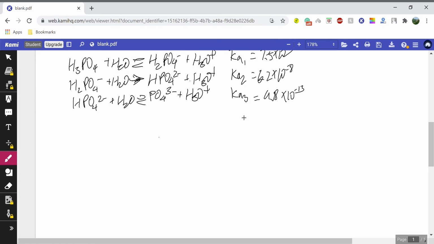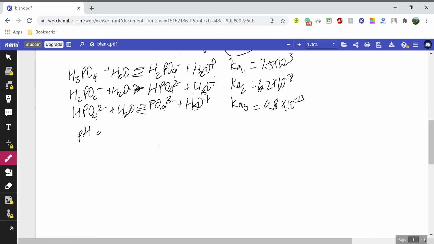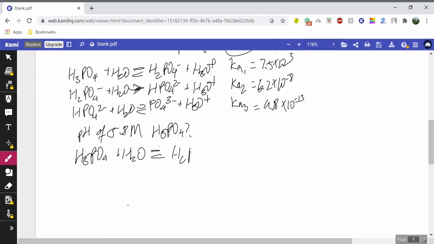So, for example, what is the pH of a 5.8 molar solution of H3PO4? In that case, we're going to use H3PO4 plus H2O forms H2PO4 minus plus H3O plus. Look at the products and reactants. We have H2PO4 minus and H3PO4, and only that corresponds with K1. So we're going to be using K1, and we're told we have 5.8 molar.